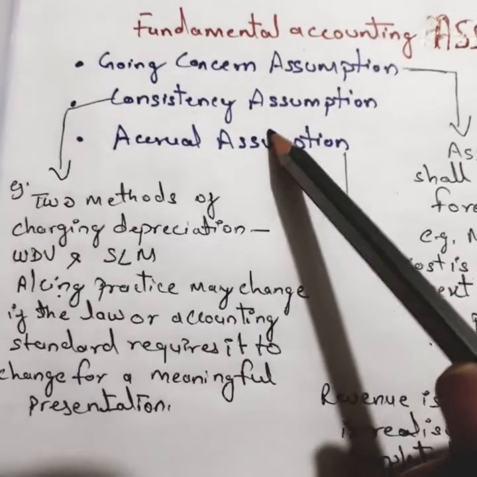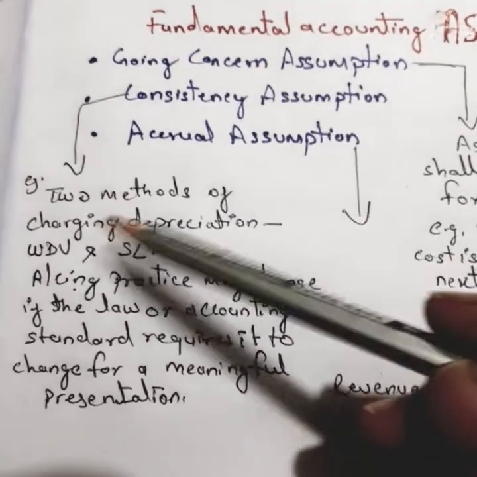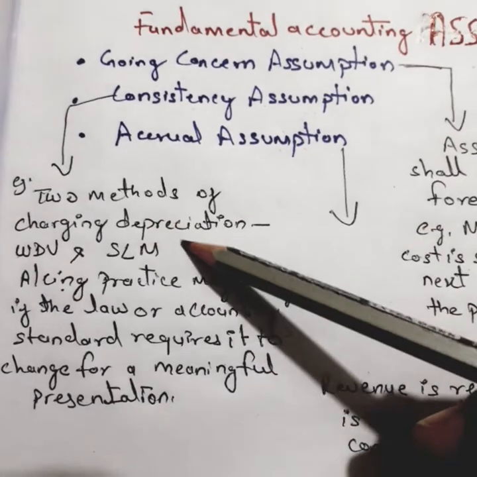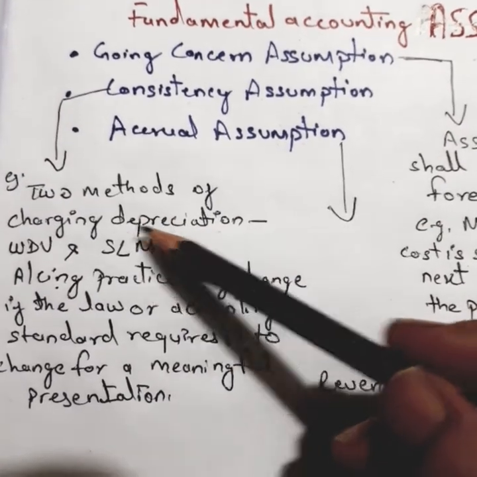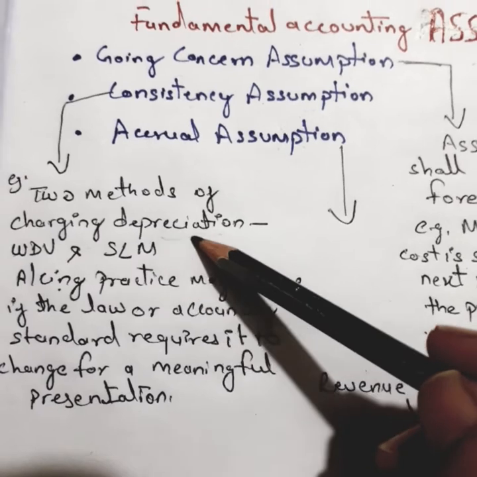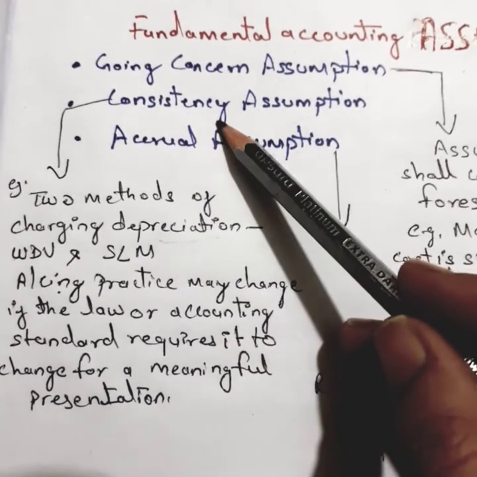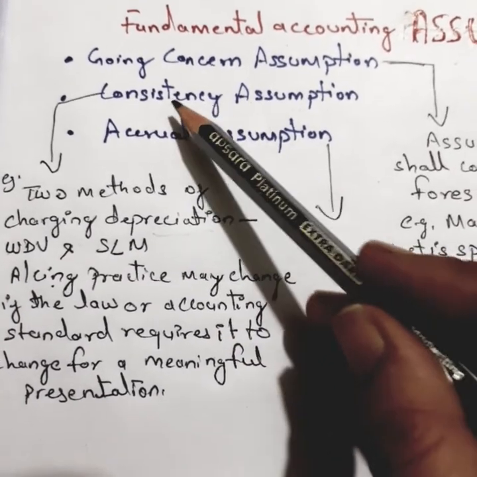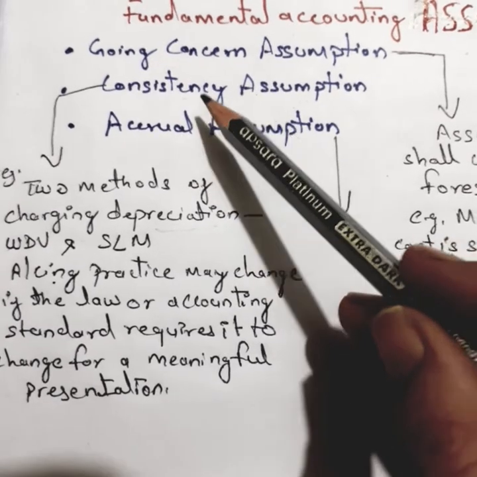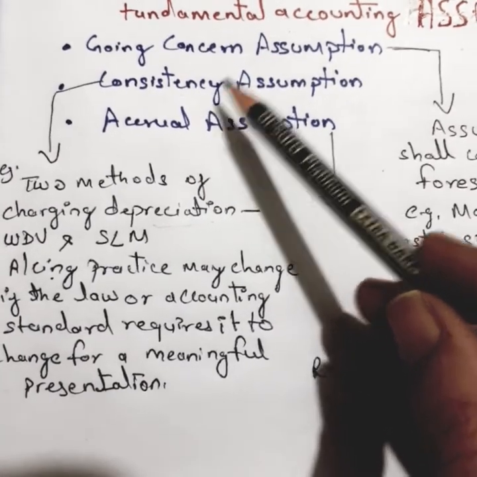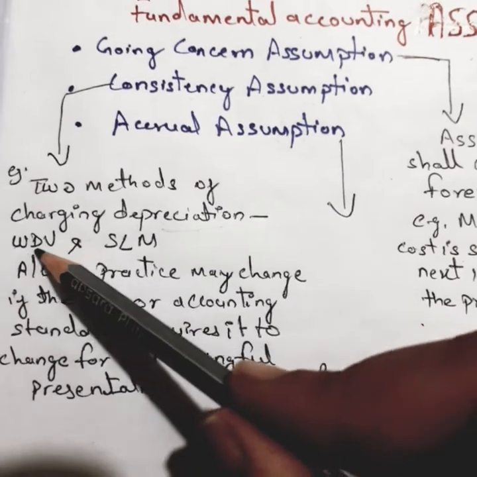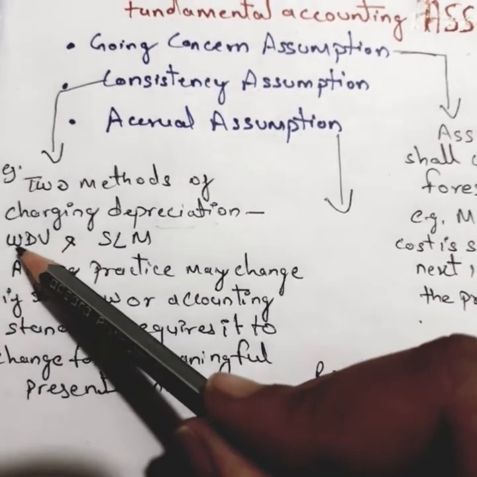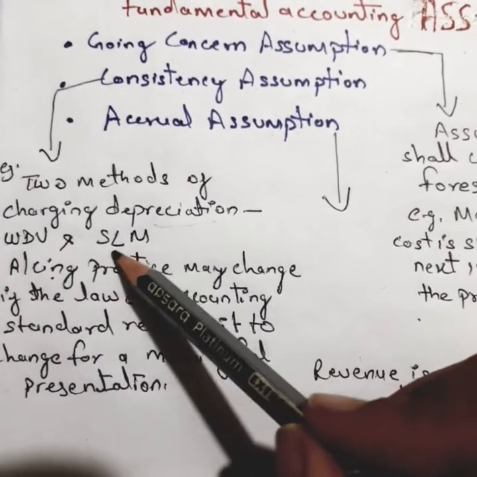Then another is the consistency assumption. I'm taking the same example of depreciation. We have many methods of calculating depreciation, but when you say consistency, that means you are going to stick with some principle or method of applying depreciation. It may be either written down value, or in short WDV, or SLM, the straight line method.